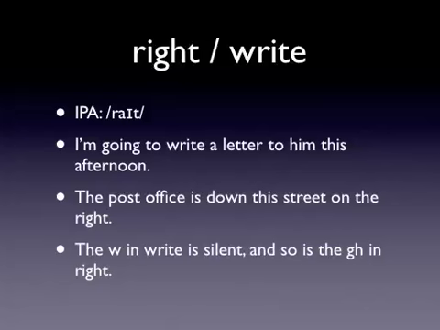Here we go. This is the first one. You see, there are two words, right and right. The pronunciation is exactly the same. The IPA is there. That represents right. Examples. I'm going to write a letter to him this afternoon. The post office is down the street on the right. The W in write is silent, and so is the GH in right. So we have, once again, right and write.